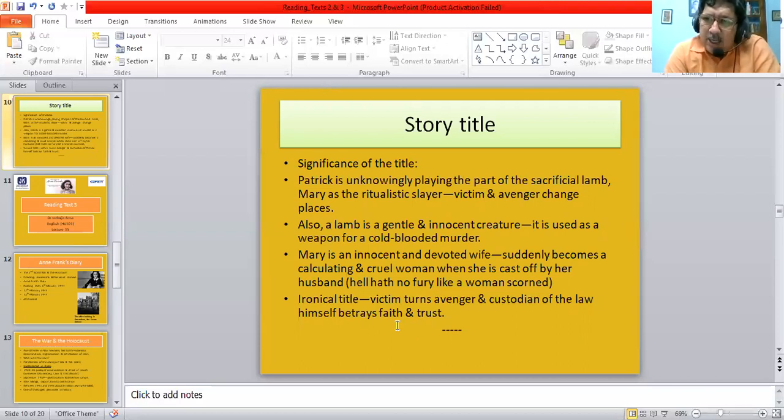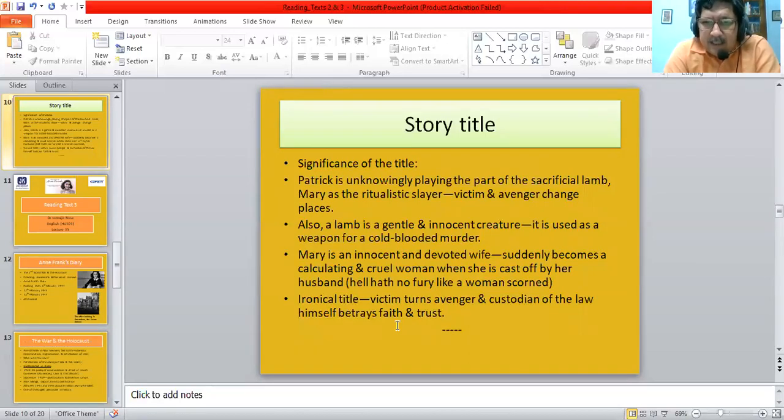Also, the lamb is a gentle and innocent creature. So it is used as a weapon. The leg of the lamb is used as a weapon for a cold-blooded murder. And Mary is an innocent and devoted wife, but suddenly she becomes a calculating and cruel woman when she is cast off by her husband. So we are given the impression that hell has no fury, really, like a woman scorned. So the title of the story is a very ironical title, actually.